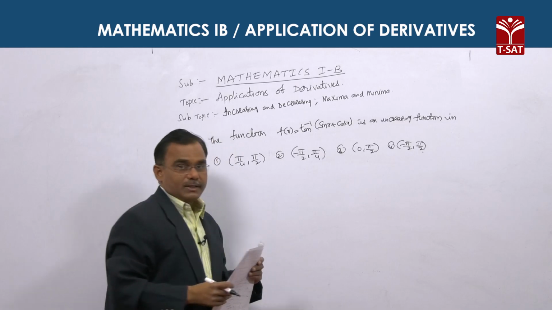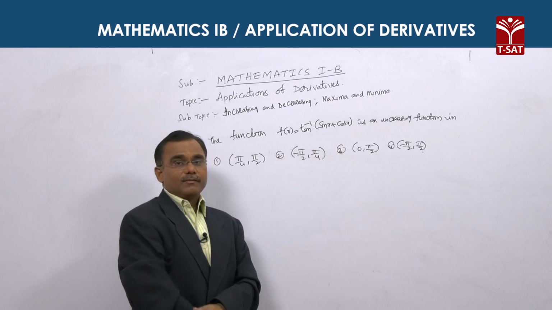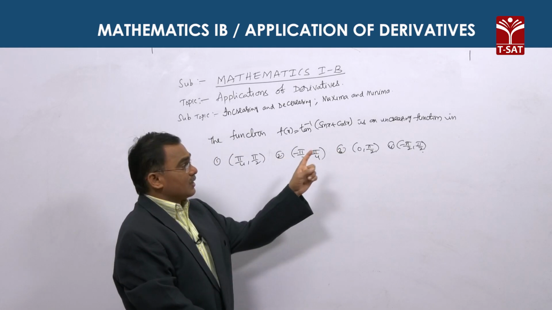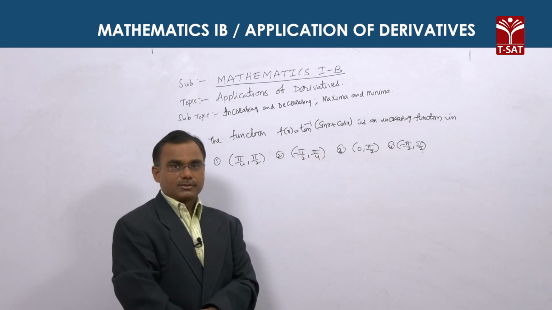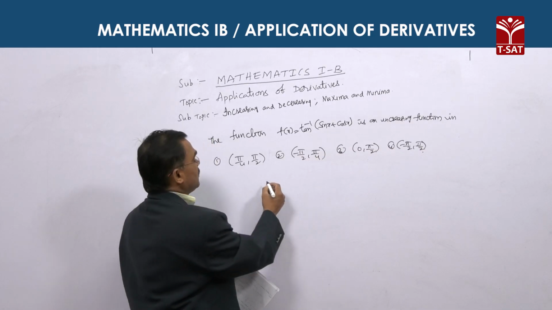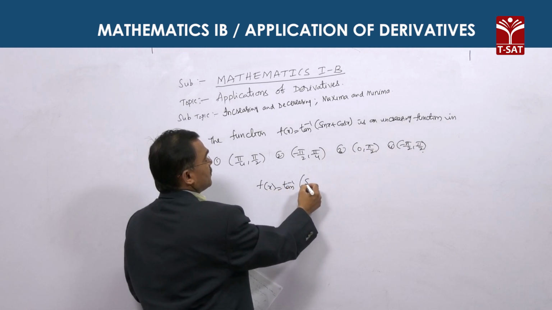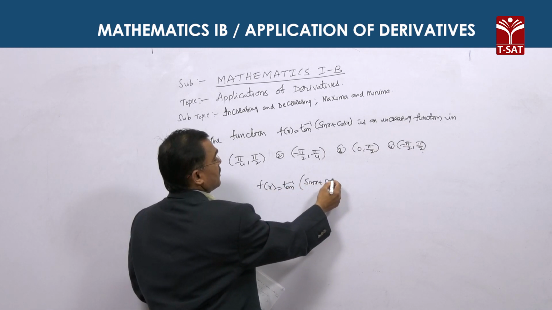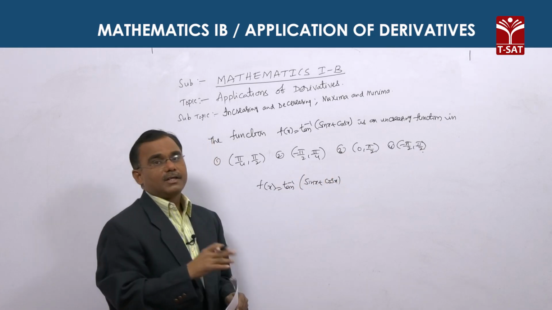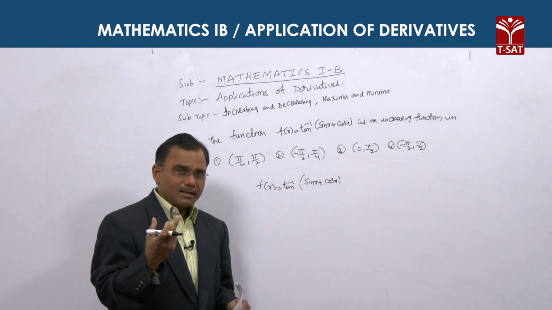Okay. You see that f of x equals tan inverse of sin x plus cos x. In which interval is it an increasing function? What is given first: the function f of x is equal to tan inverse of sin x plus cos x. We are asked in which interval it is increasing. How do we find the interval of increase?